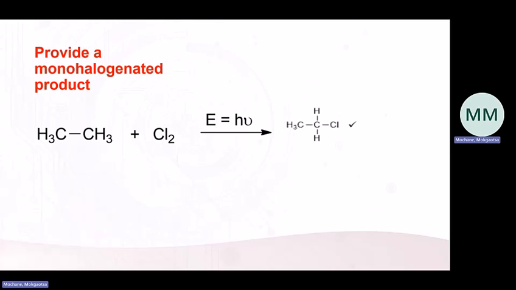The product is there actually. It's just a monohalogenated product, only a single product, nothing more. But look at the heat there, because this particular reaction is taking place in the presence of heat. So it's E equal to hv.